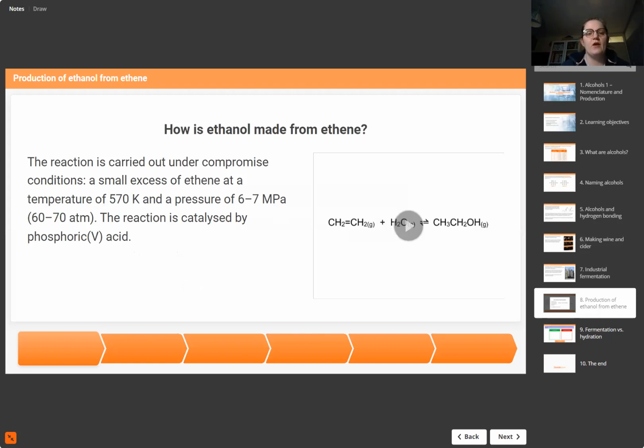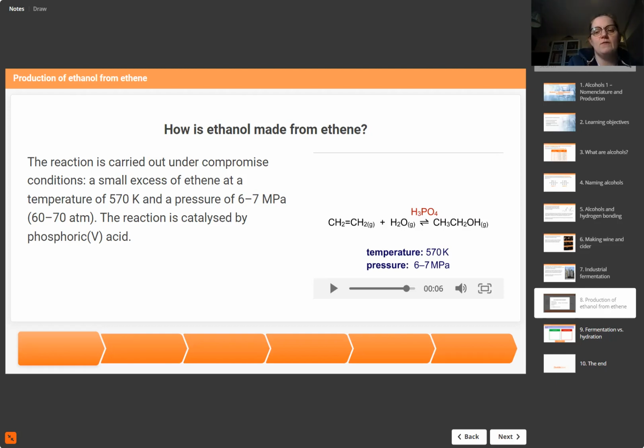When we're doing this production of ethanol, we carry these reactions out under compromise conditions, and that is a small excess of ethene at a temperature of 570 Kelvin, a pressure of around 6 to 7 megapascals, so 60 to 70 atmospheres, and the reaction is catalyzed by phosphoric acid. It's really important to remember that phosphoric acid here.